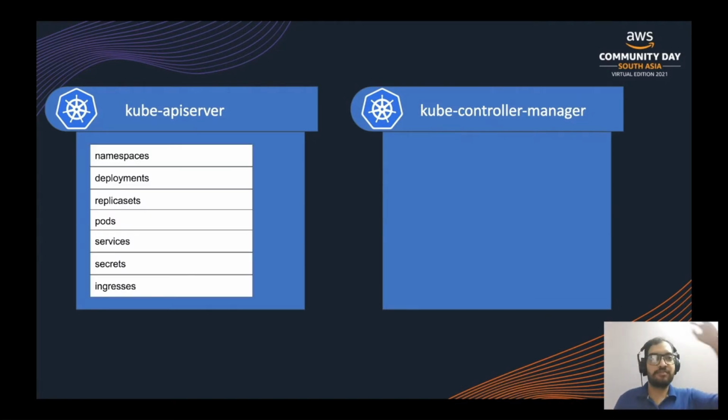Let's take a look at how the controller manager actually works. You have a controller manager, there's a namespace that has been created, and there's a node that exists.